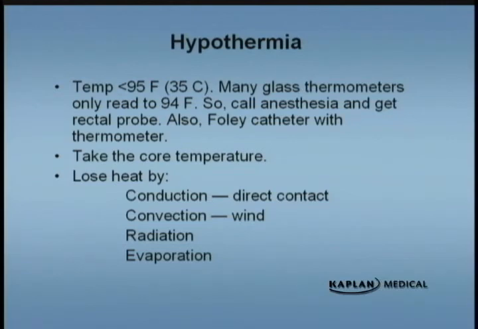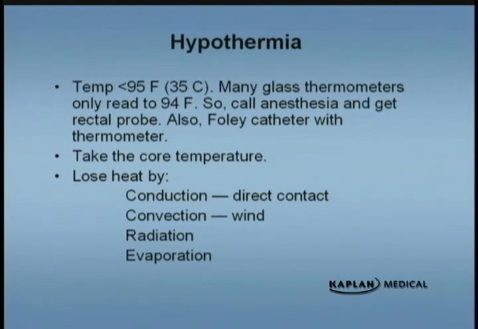Okay? So the first problem with hypothermia is making the diagnosis. And you'll say, well, that's easy, just take the temperature. But many thermometers only go down to about 94 or 95. So if you get a reading of 94 or 95, you have to get what's called a rectal probe, which gives you a better indication of the body's core temperature. Okay? They also make Foley catheters. They have thermometers on them, and you can get a core temperature that way.